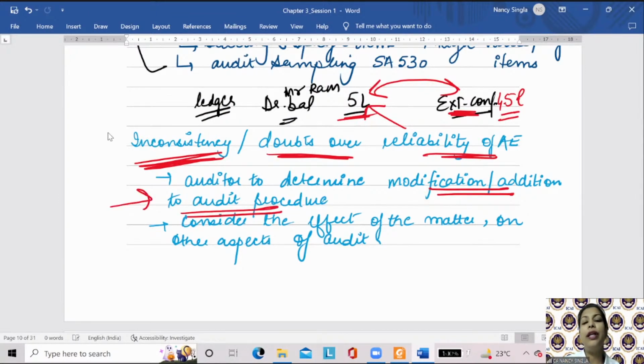Auditor will perform what? Modification. He will determine the modification or addition to the audit procedures. Okay? And then after doing that, he'll consider the effect of the matter on the other aspects of the audit.